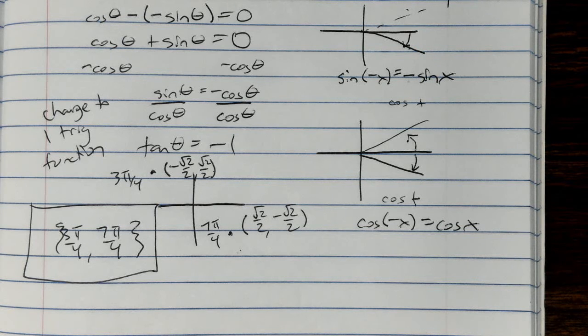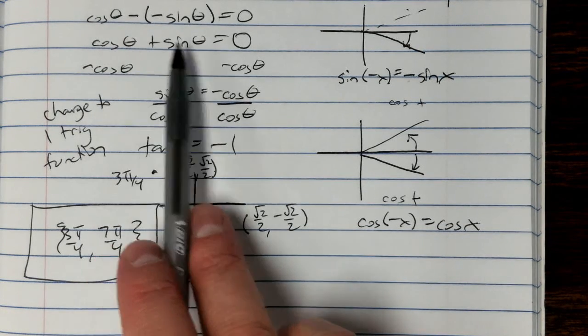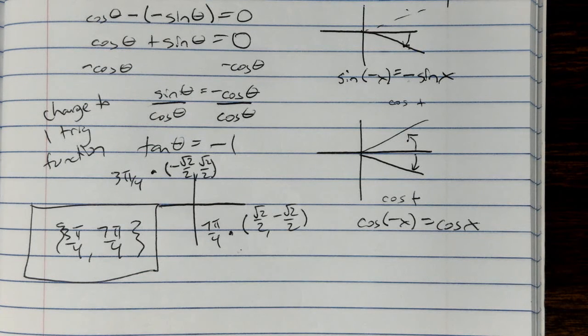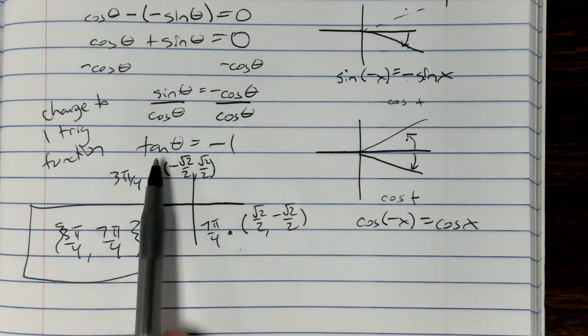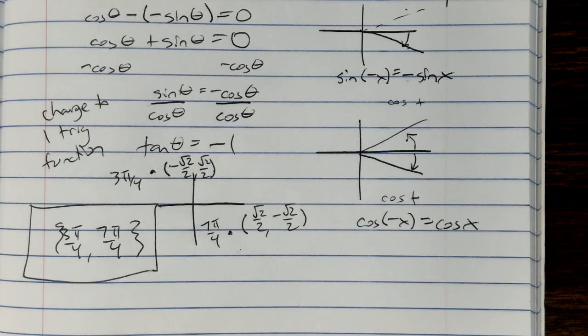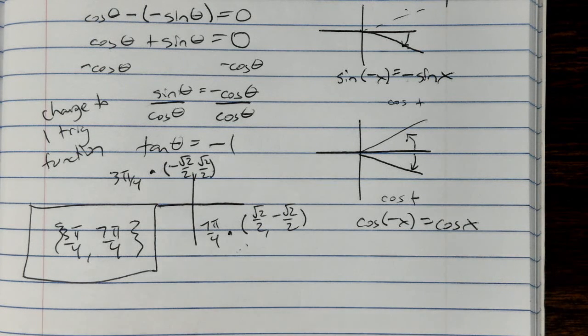So again, how this one was different than others is we had to change to one trig function because we were left with cosine plus sine equals 0. So we subtracted cosine, divided, changed it to tangent, and then figured it out on the unit circle. Any questions?